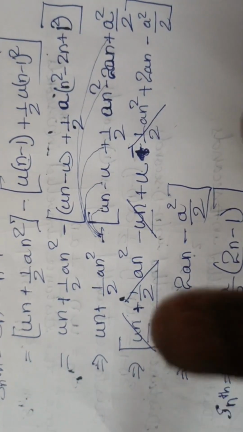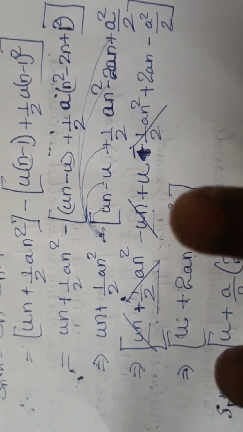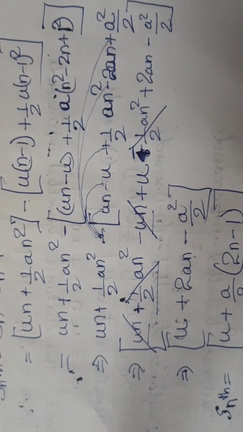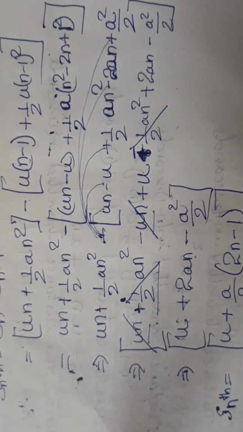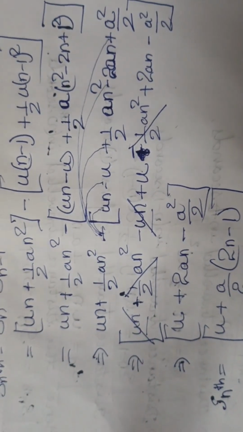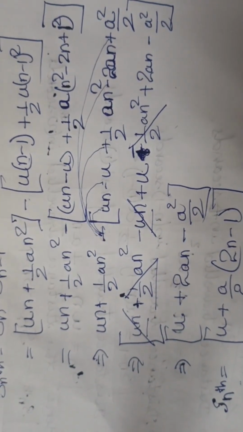So we have derived the four different equations for the session, that is v is equals to u plus at, s equal to ut plus half at square, the third equation is v square minus u square equal to 2as, and the fourth equation will be S nth is equals to u plus a by 2, 2n minus 1.